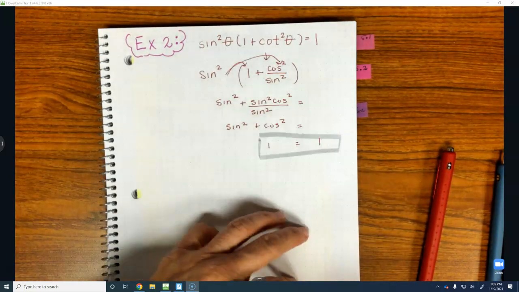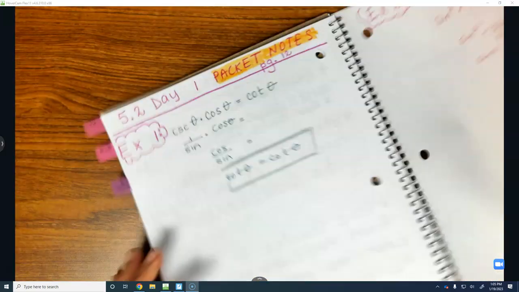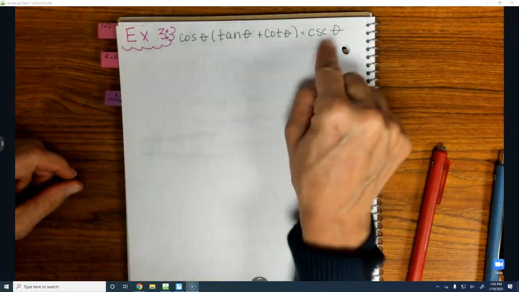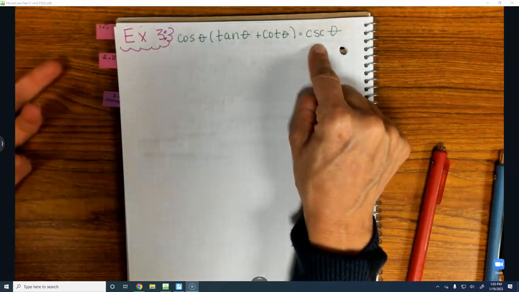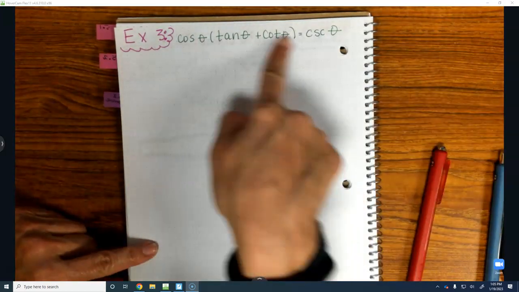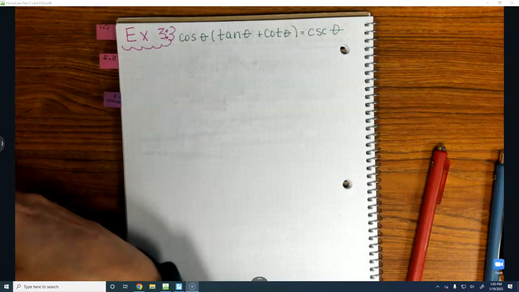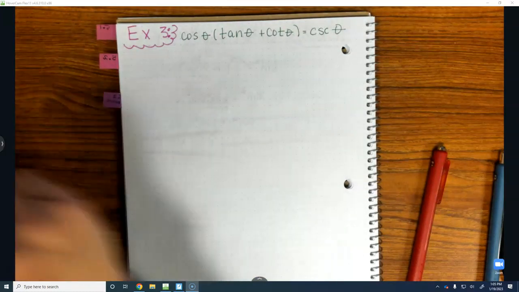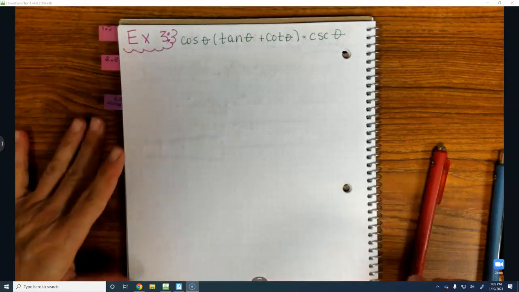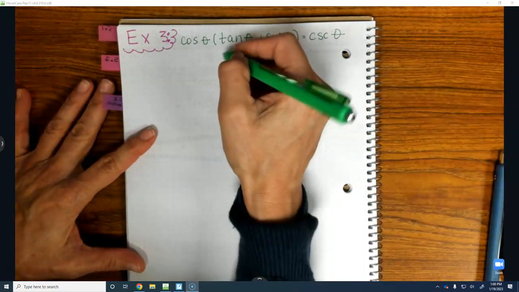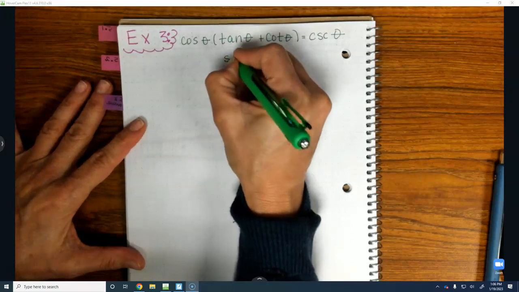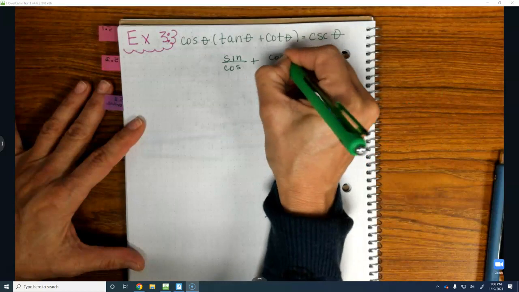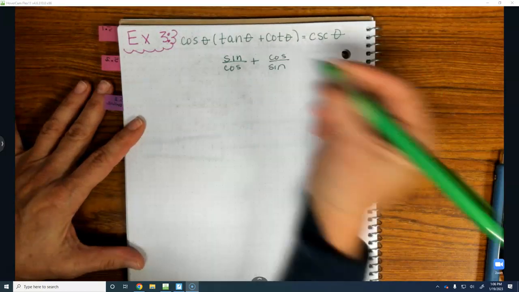Let's go ahead and look at example 3. All right, so for example 3, we're going to try to make everything look like cosecant. Cosecant is a reciprocal, but remember, we do need to focus on this side that's most busy, and this certainly has a lot going on. All right, let me go ahead and rewrite the inside. I'm going to work inside the parentheses first. So remember, sine over cosine is tangent, and of course cosine over sine is cotangent.